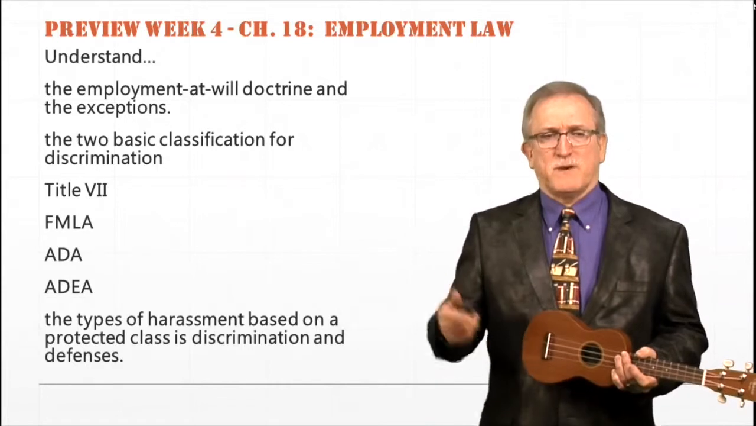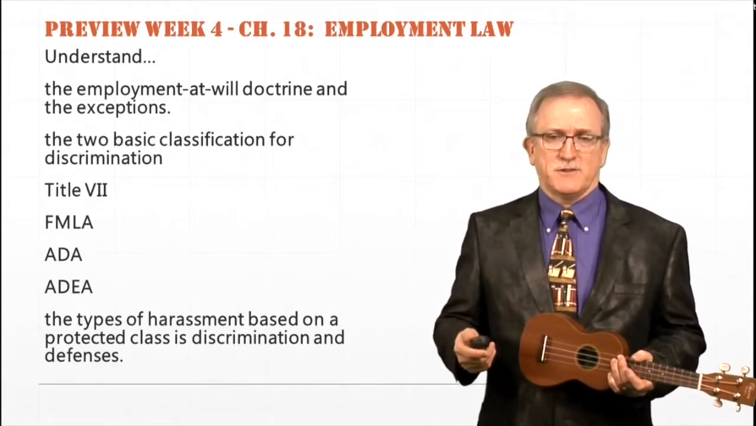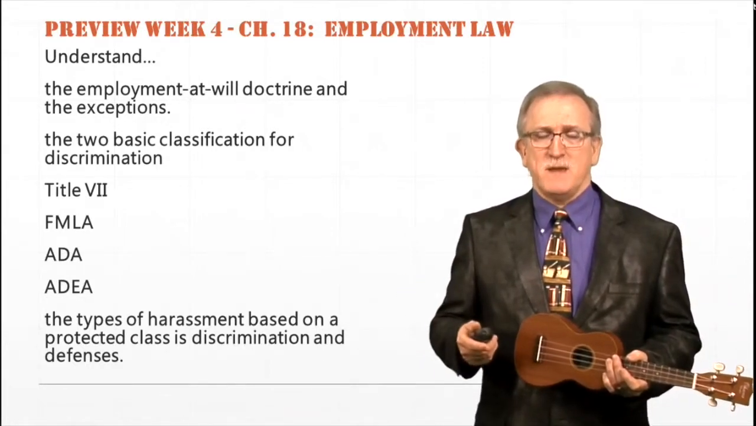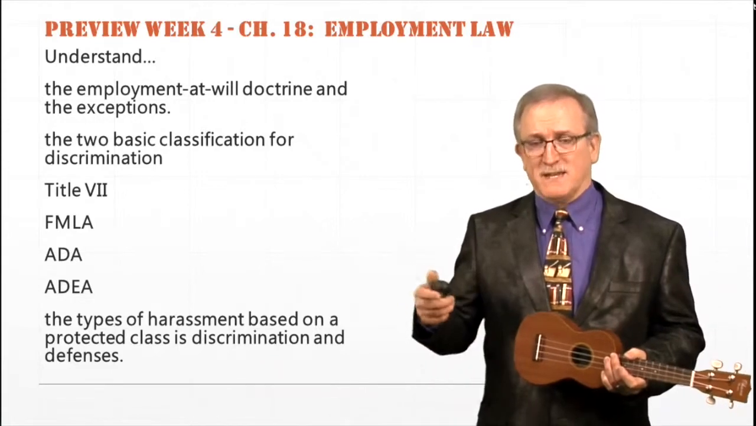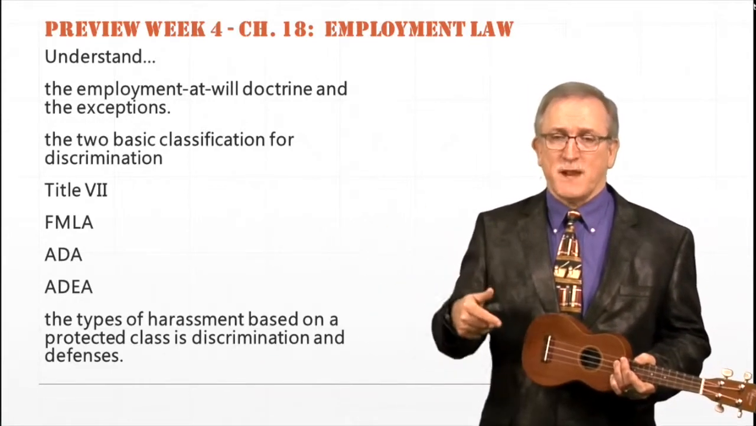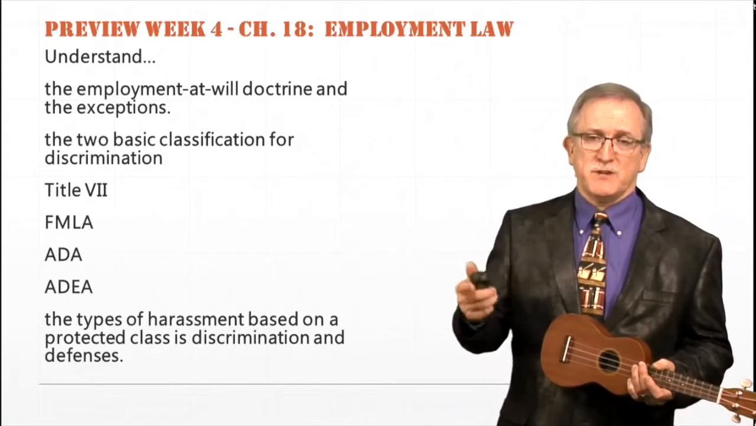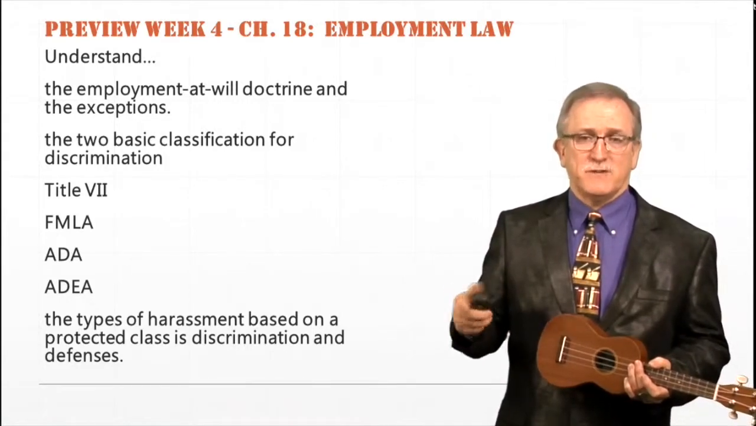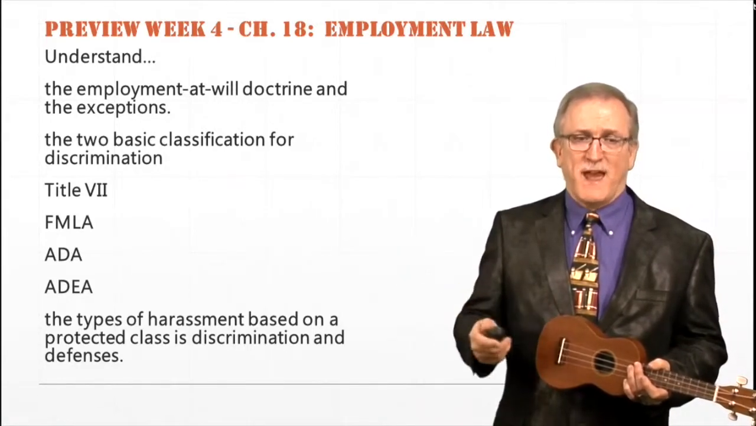Your book talks about several federal anti-discrimination laws. The biggie is Title VII. Remember, states add to this, add protection. For example, the state of Washington protects against discrimination based on sexual orientation. Federal law doesn't explicitly do that.